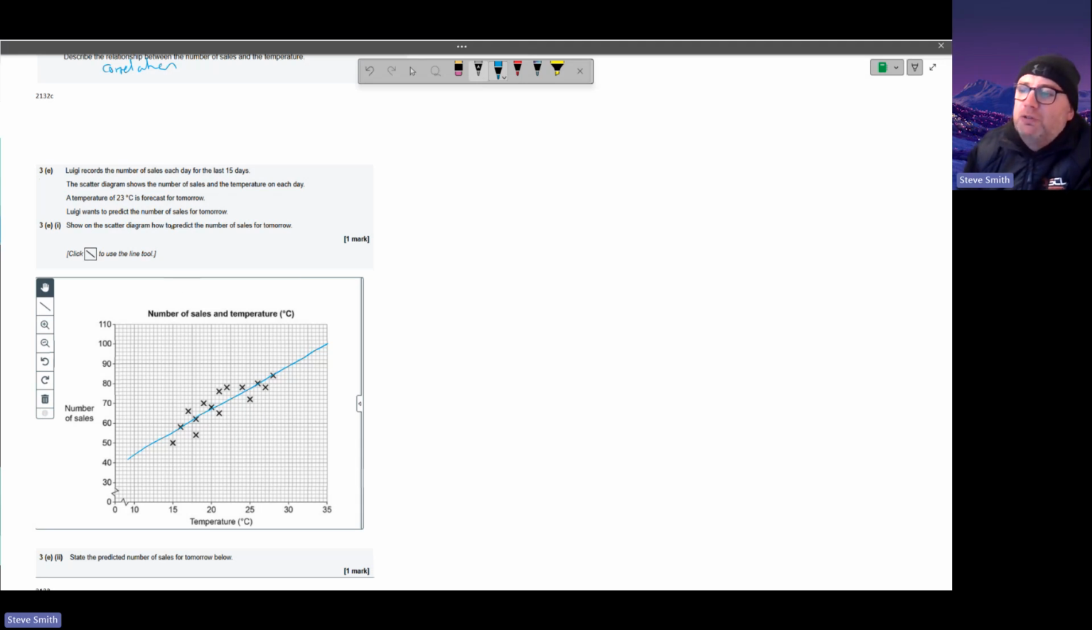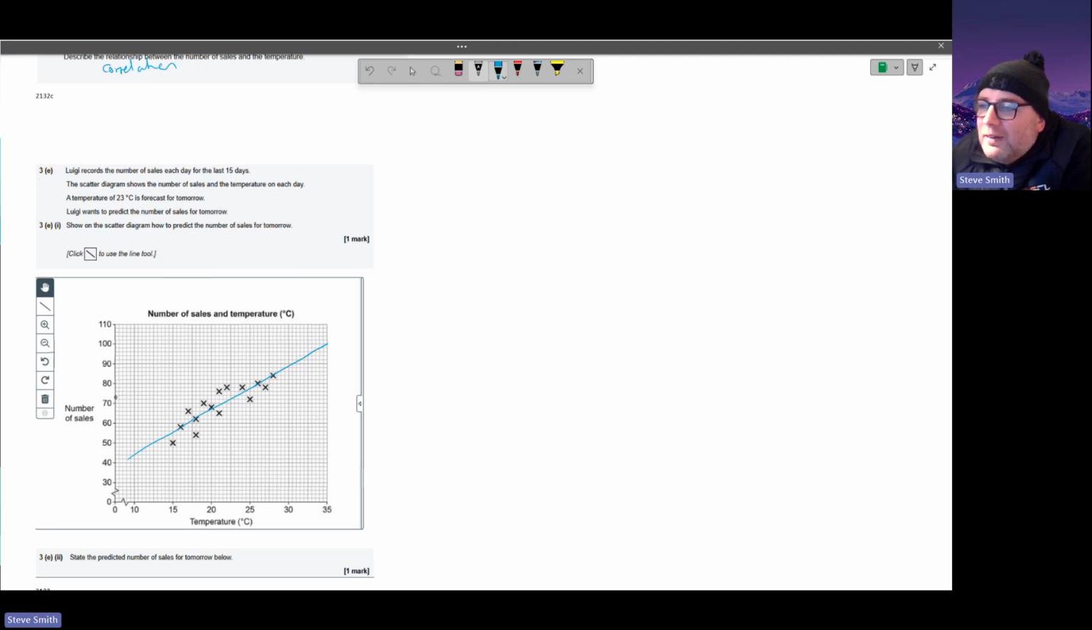So it says here, a temperature of 23 tomorrow. So we've got 20 there, 22.5. So for 23, have we got 2 squares per 1 degree? Yeah, we have. So it's just the 1 square after it. So we're going to go up the 1 square after it. We're going on this line here.